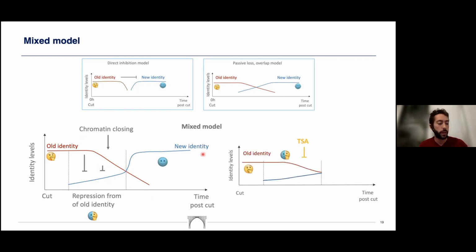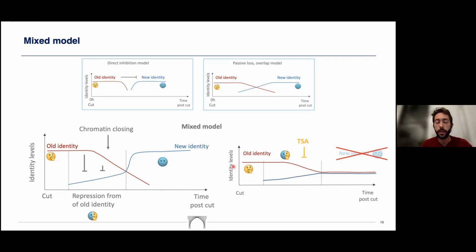And so what we do with TSA is that we block this loss, and we end up with a partial dual state where there is no fully new identity and no regeneration. So that's a little part of this project, because we're also working on cell cycle.